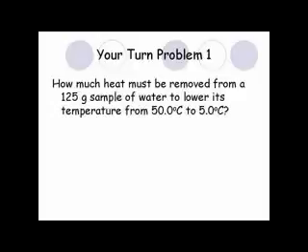Time for your turn problems. For these, I recommend that you be ready to pause the podcast, have a pencil and paper and calculator handy. Hopefully you have your equations and constants written down from earlier. Read the problem, write your data table, solve the problem, and then resume the podcast and see if your solution matches up with mine. On this first problem, we're going to calculate how much heat must be removed from a 125 gram sample of water to lower its temperature from 50 degrees Celsius to 5 degrees Celsius.